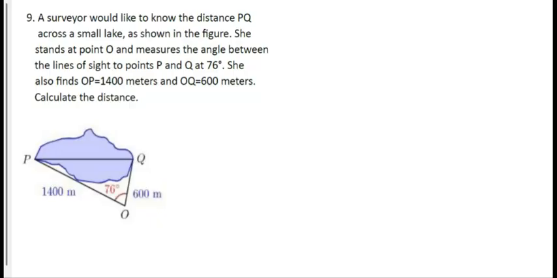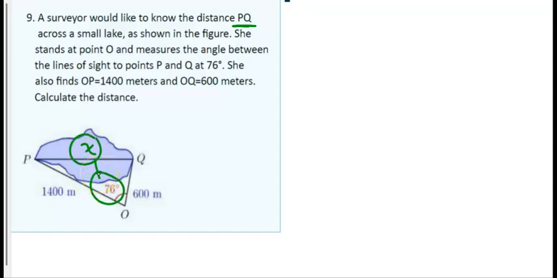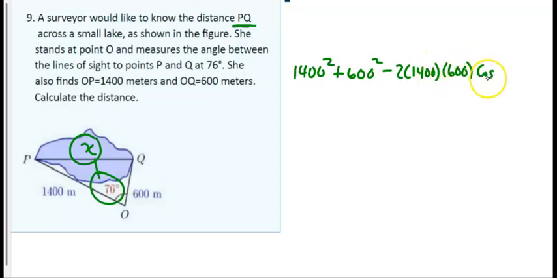And so for the last problem, they're asking you for the length PQ, so I'll call that X. We don't have an opposite angle side pair, so this is law of cosine. So 1400 squared plus 600 squared minus 2 times 1400 times 600 times cosine of 76 degrees equals x squared.